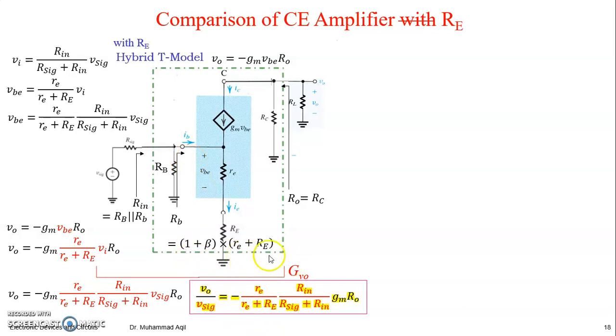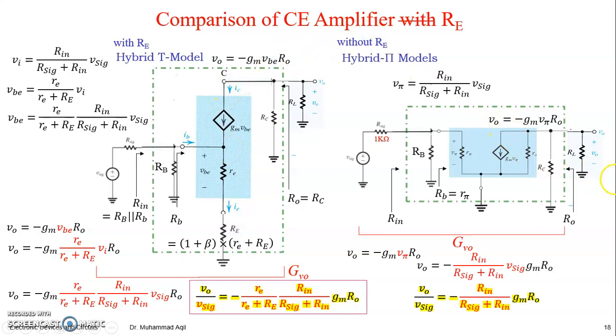And this is the gain expression, let's say for Gv0. And the common emitter amplifier without Re, as analyzed previously, because there is no discrete emitter resistance, we used the pi model. So for the common emitter amplifier without Re, we use the pi model, and for the common emitter amplifier with Re, we use the T model.